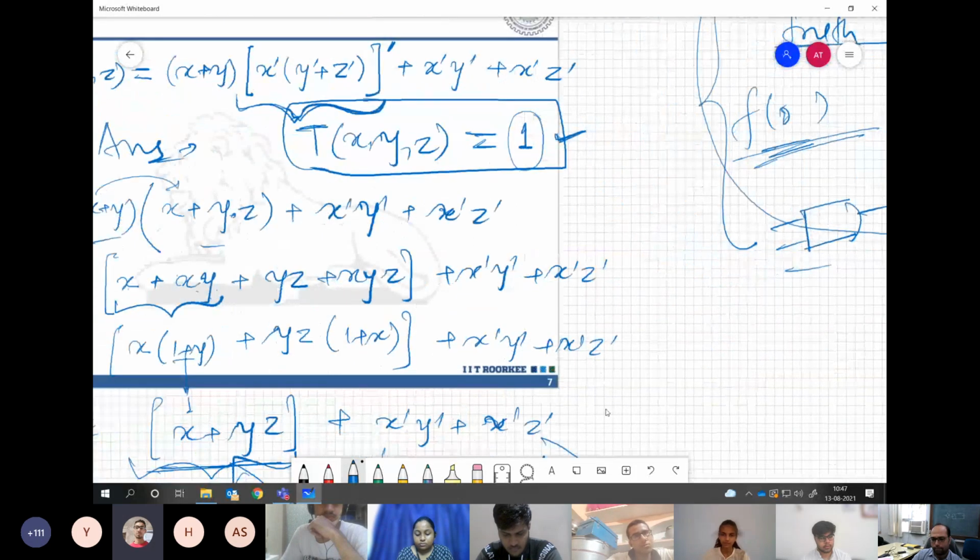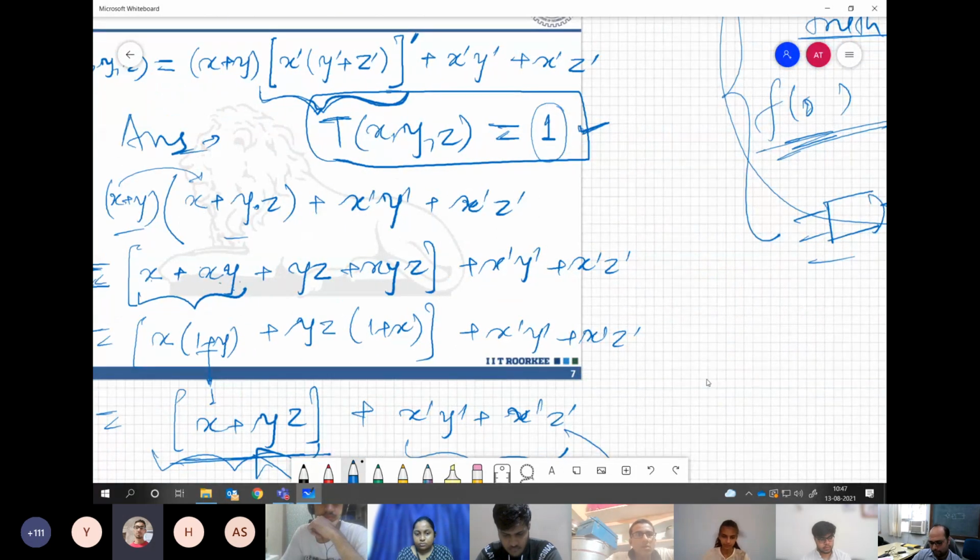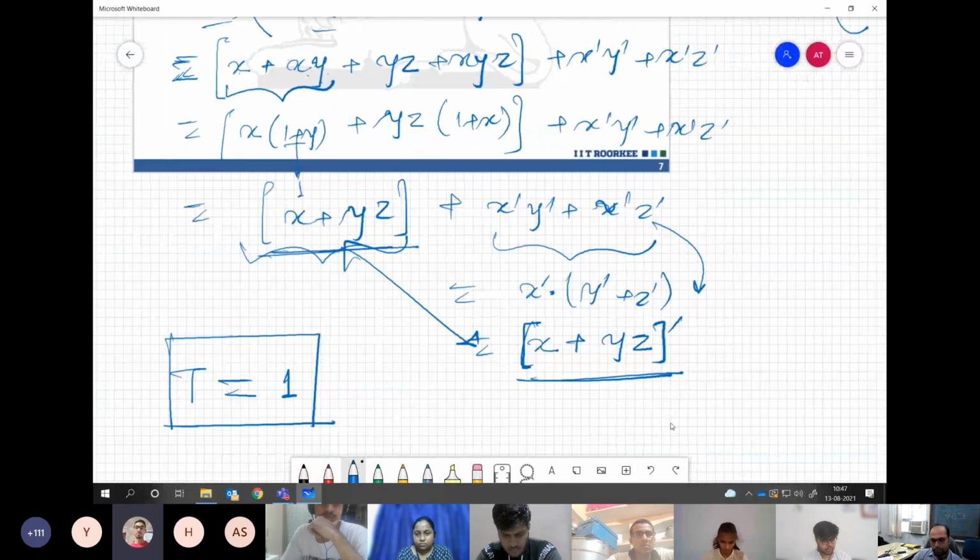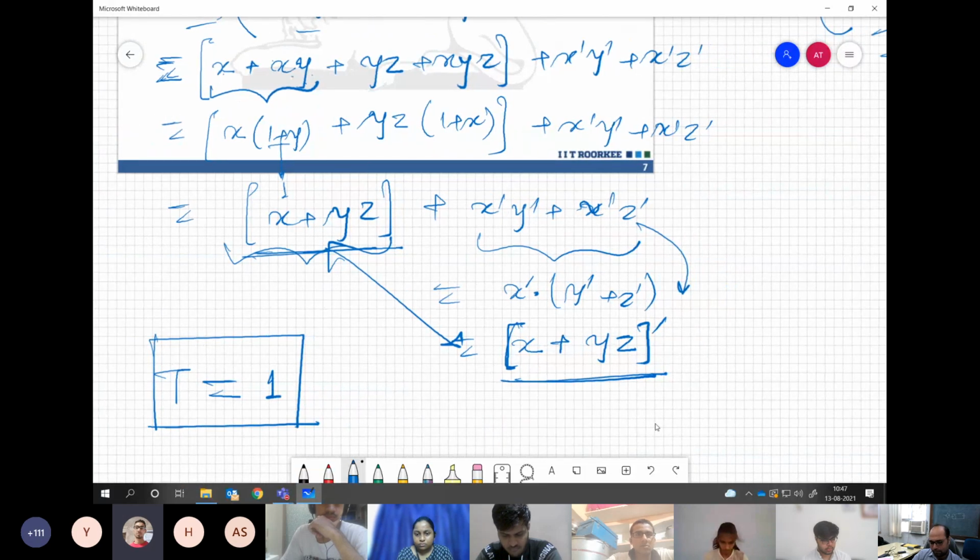Yes. I am getting 1 plus some expression of x and y and z. Then I can directly say that the answer will be 1. Of course, if you are adding anything to 1, what would the answer be? 1 will be. Fine.